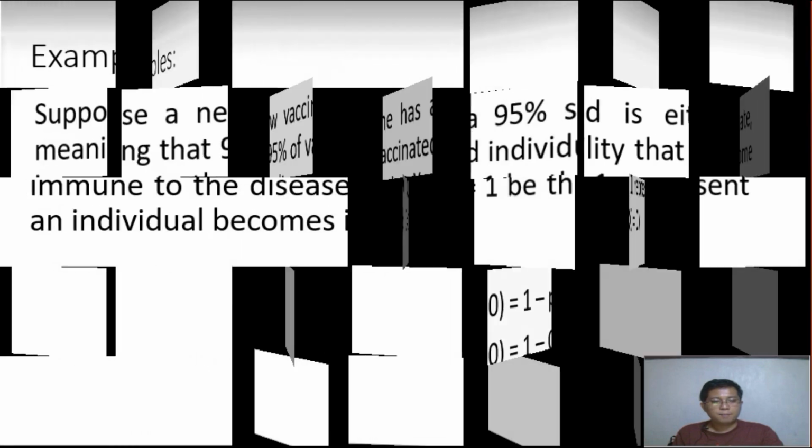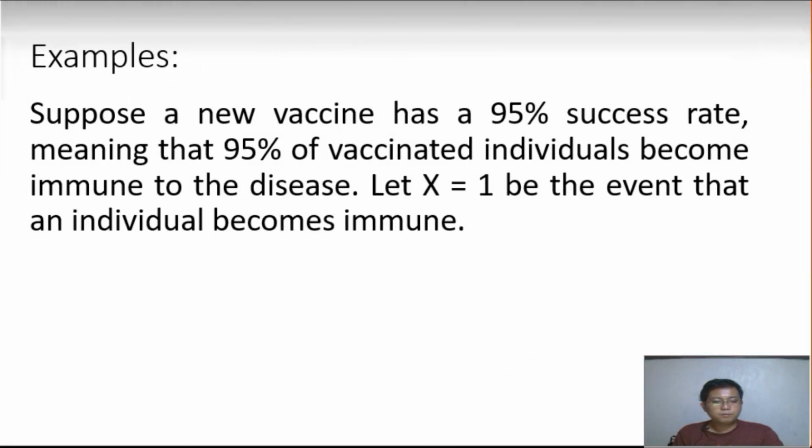Let's have another example. Suppose a new vaccine has a 95% success rate, meaning that 95% of vaccinated individuals become immune to the disease. Let X equals 1 be the event that an individual becomes immune to the disease. So first, let's write the value of P. The value of P in this case is 0.95. Since P is equal to 0.95, we can say that the probability of X equals 1 is also 0.95.